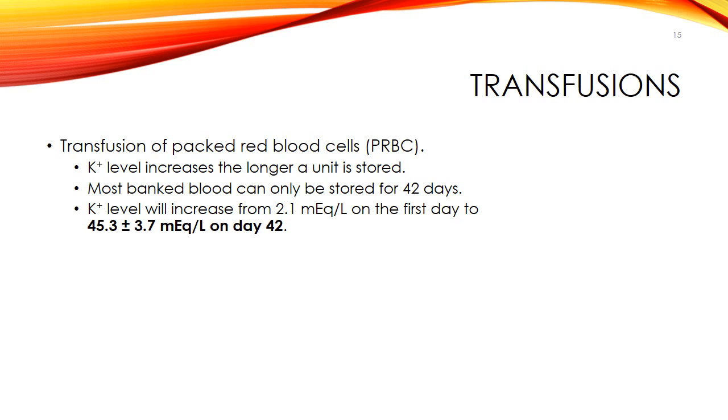As blood ages in storage, the sodium-potassium pump breaks down slowly, shifting electrolytes. As the blood gets older, the potassium level increases greatly. Most bank blood can only be stored for about 42 days. Research shows that potassium levels on the first day the blood goes on the shelf are about 2.1 milliequivalents per liter, and then it will gradually increase to 45.3, give or take a little bit, on day 42. Some research shows that it may go as high as 65 milliequivalents per liter, and then those packed red blood cells get infused into patients, which can elevate potassium.